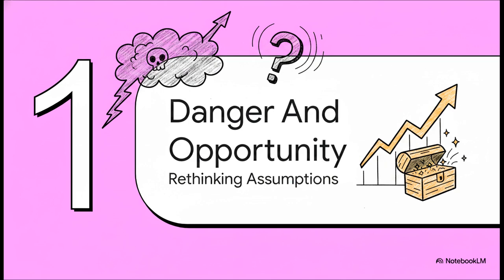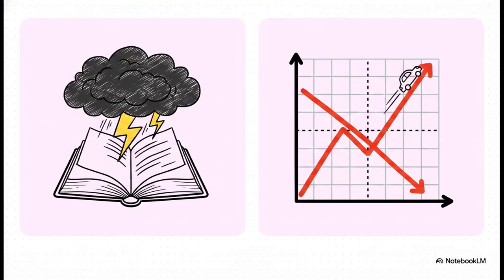Starting off with Section 1, Danger and Opportunity: Rethinking Our Assumptions. Look at the stark contrast between these two definitions. Over on the left, Webster's dictionary defines risk as exposing to danger or hazard. It's entirely focused on the downside. But look at the right side.